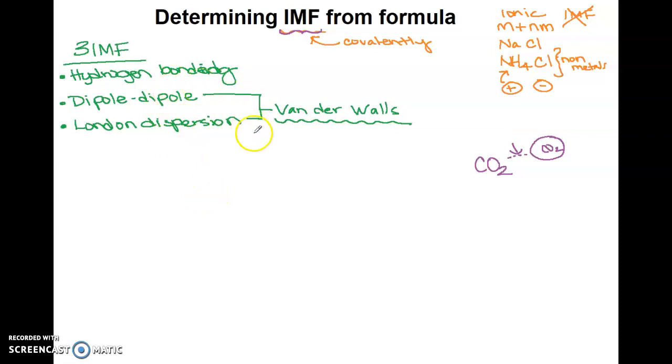So how are we going to look at a chemical formula and determine which of these is really the predominant intermolecular attraction? And again, that's what this line is representing, how this is attracted to another one when they're mixed together.